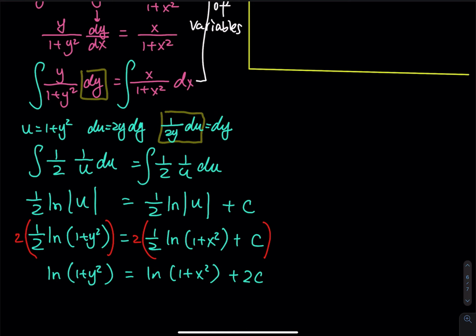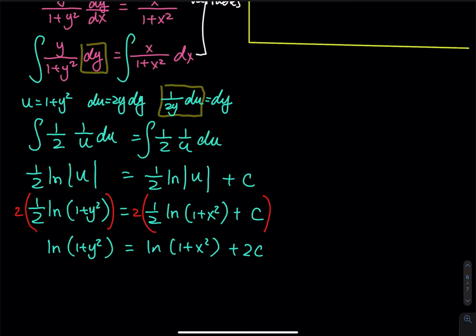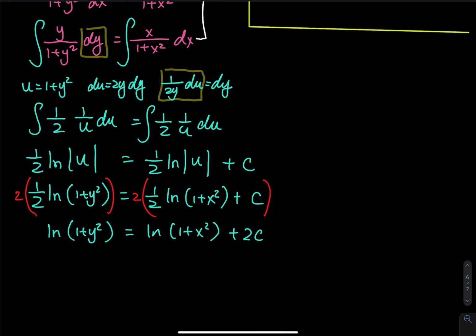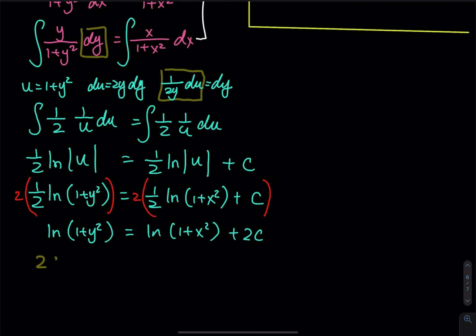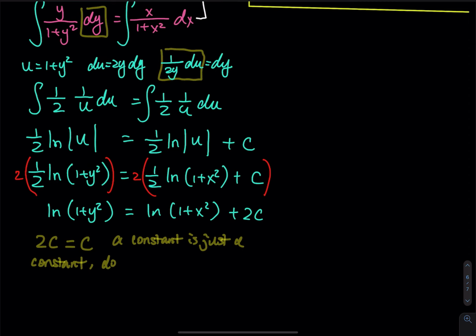All right, plus 2c. And in differential equations, this is something that you will have to know. You have to figure out another way to write a 2c. So here I will just let the 2c equal c. Why? Because a constant is just a constant, doesn't matter how you express it. It does not matter how you express or write it.